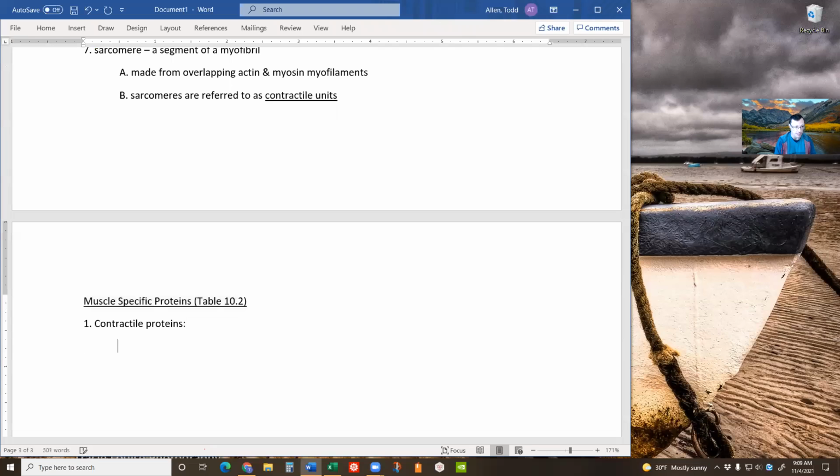And we've already listed them a little bit here. They are actin and myosin. Okay, actin and myosin are going to interact with each other in a team kind of relationship. They form a team with each other to help shorten the muscle fiber. Okay, so those are the contractile proteins. We already have those in your notes.